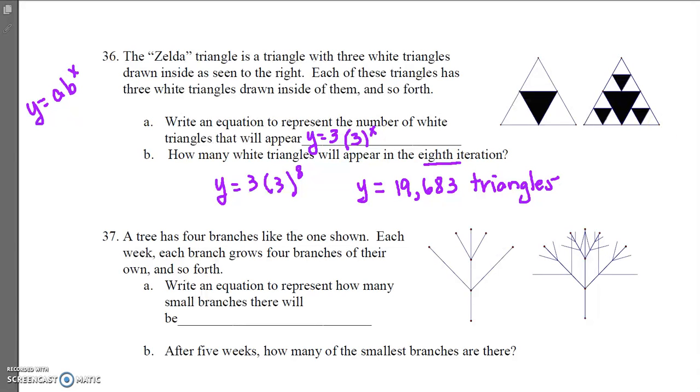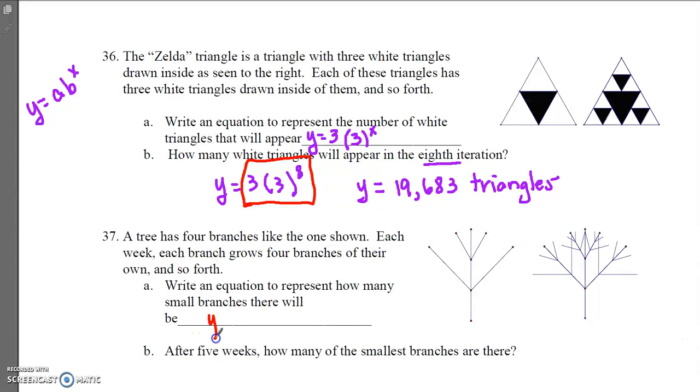And again, when you put this into your calculator, you guys, you're not doing an InSolve. You have all these numbers right here. You just type it in the calculation area, and you'll get the answer, okay? All right, so let's try number 37. It's very, very similar. It says a tree has 4 branches like the one shown. Each week, each branch grows 4 branches of their own, and so forth. Write an equation to represent how many small branches there will be.